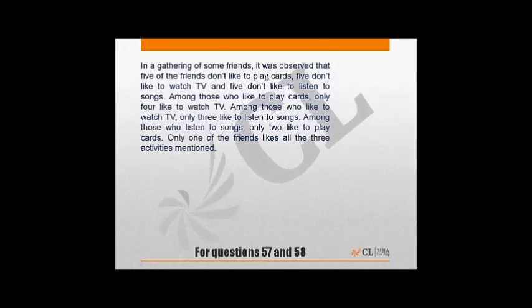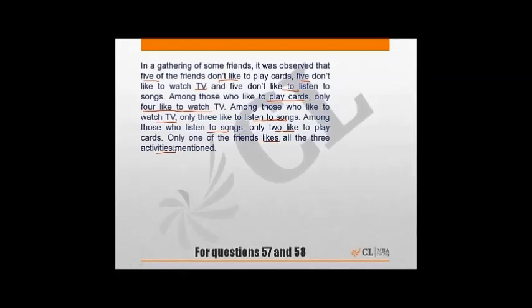In a gathering of some friends, it was observed that 5 of the friends don't like to play cards, 5 don't like to watch TV, 5 don't like to listen to songs. Among those who like to play cards, only 4 like to watch TV. So among those who play cards, 4 watch TV. Among those who watch TV, only 3 listen to songs. Among those who listen to songs, only 2 like to play cards. Only one of the friends likes all the 3 activities mentioned.